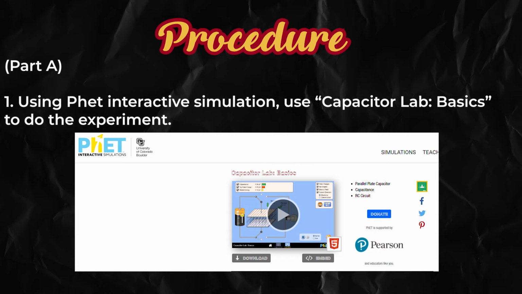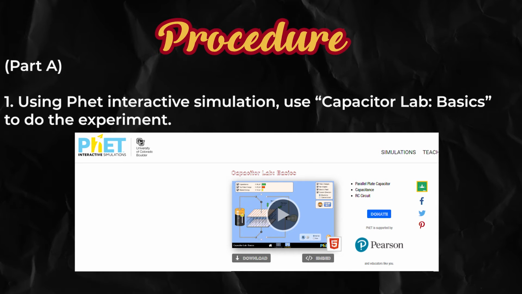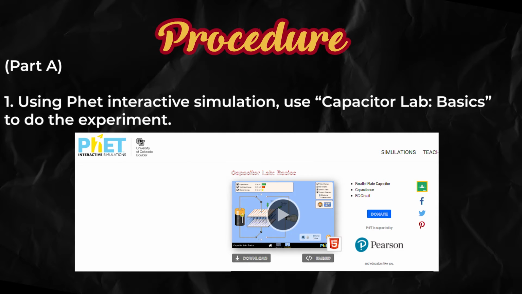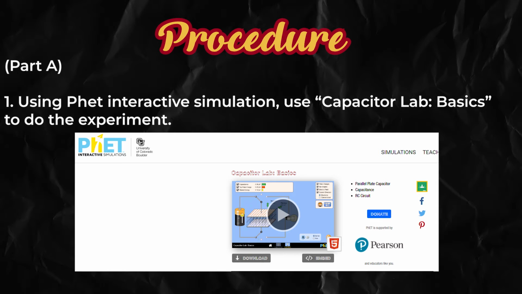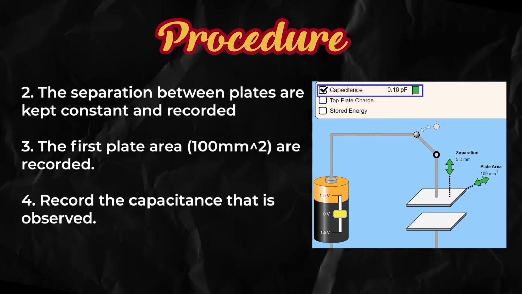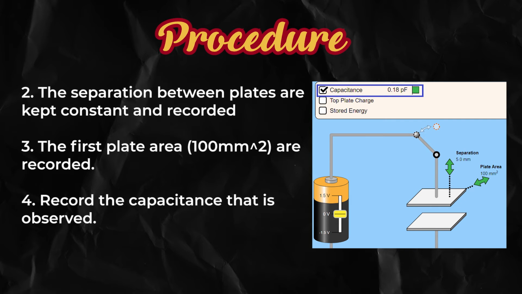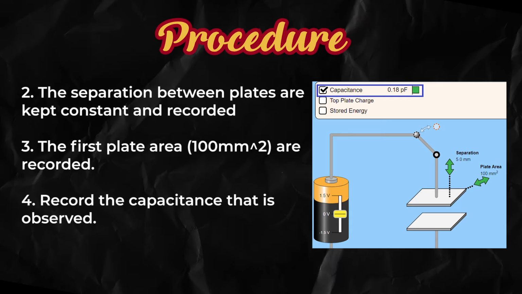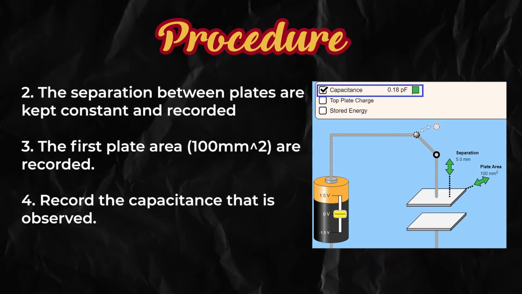Part A. First, using the field interactive simulation, use Capacitor Lab: Basics to do the experiment. Second, the separation between plates is kept constant and recorded. Third, the first plate area, 100 mm squared, is recorded. Fourth, record the capacitance that is observed.